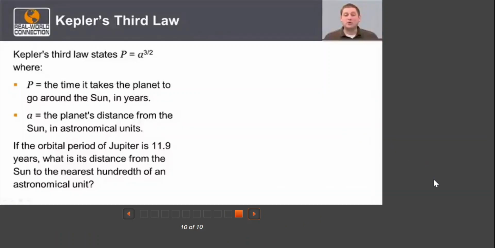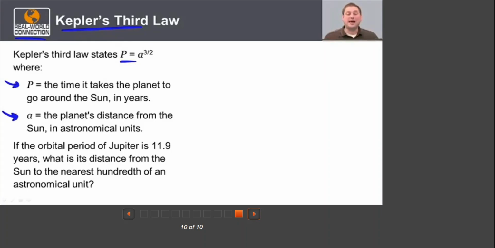Let's take a look at a real-world connection. We're going to involve astronomical science, in this case, Kepler's third law. Now, Kepler's third law states that P is equal to A to the 3 halves power. P represents the time it takes for a planet to make one revolution around the sun in years. Now, A represents the planet's distance from the sun in astronomical units, and it uses Earth as a reference because Earth takes 1 year to move around the sun.